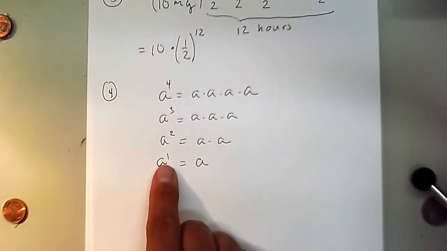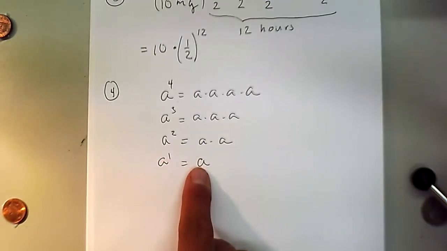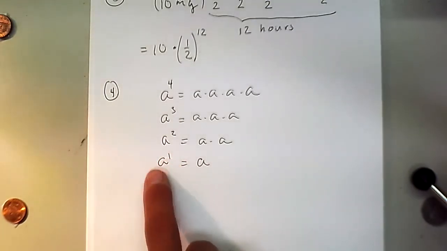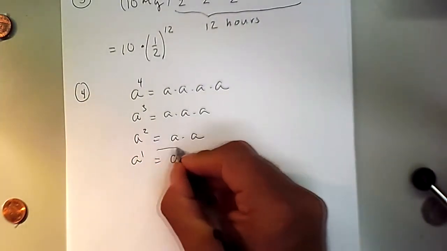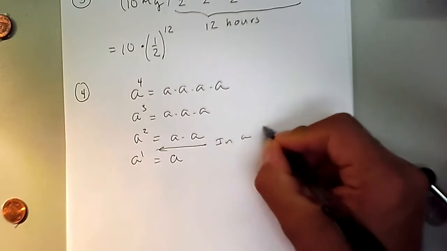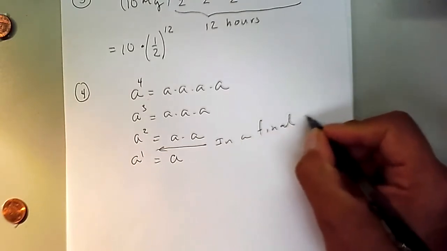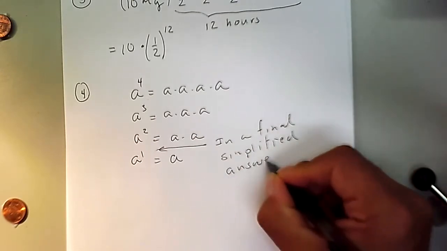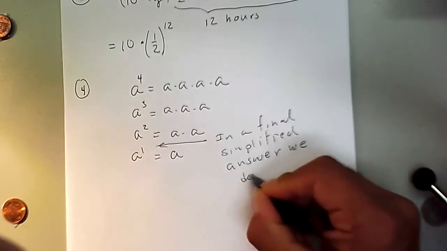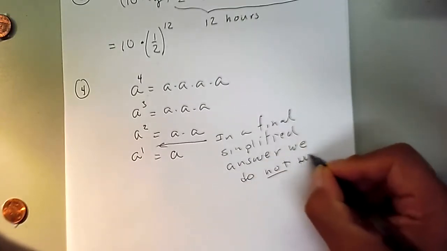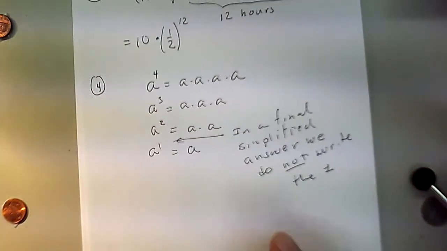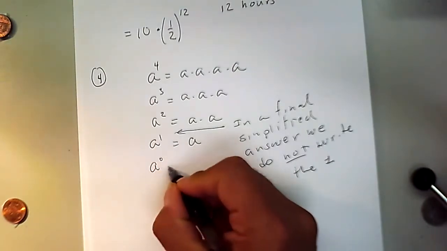And whenever we're writing an answer, we never keep the a to the 1. We always simplify down to a. We never, in a final answer, write down the 1 when we have an exponent of 1. Let me write that down. In a final simplified answer, we do not write the 1 as an exponent. All right, and then a to the 0.